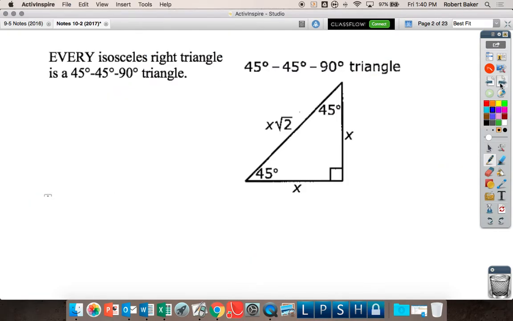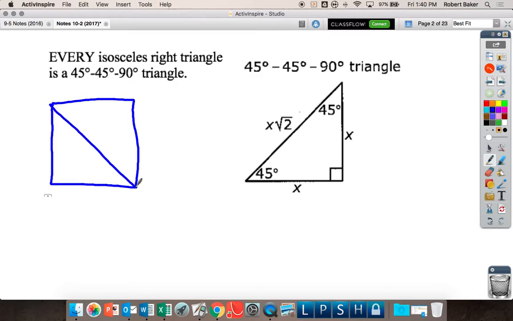Okay, so these are special right triangles because when you cut a square in half, it makes a 45, 45, 90 right triangle. I cannot stress enough, this only works for triangles that have 45, 45, 90 degree angles. So if you don't see a 45, 45, and a 90 in there, this math will not work.